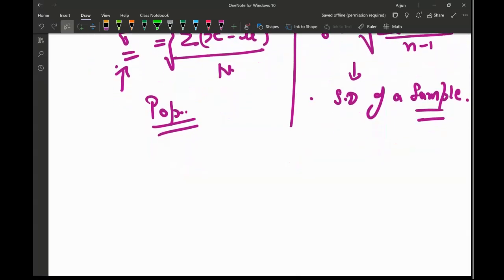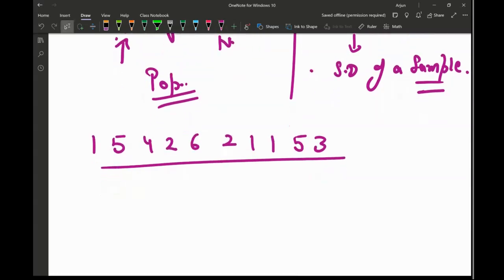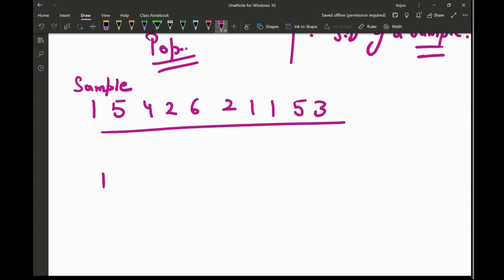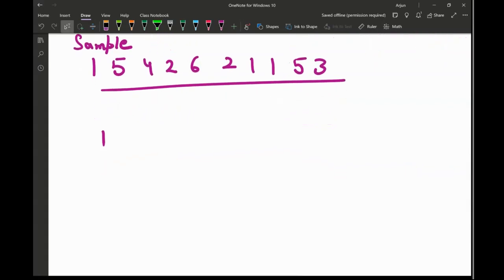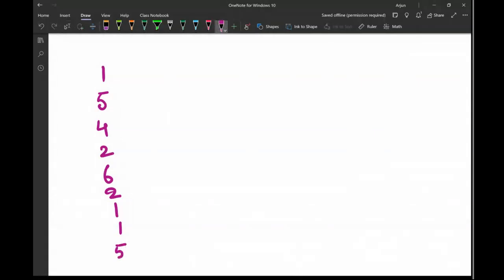So let's say I'm given some data points: 1, 5, 4, 2, 6, 2, 1, 1, 5, 3. These are the data points given to me, and I want to calculate the standard deviation for them. I'm going to assume this one as a sample, not the population. So I will put them in order, in the column direction: 1, 5, 4, 2, 6, 2, 1, 1, 5, 3.